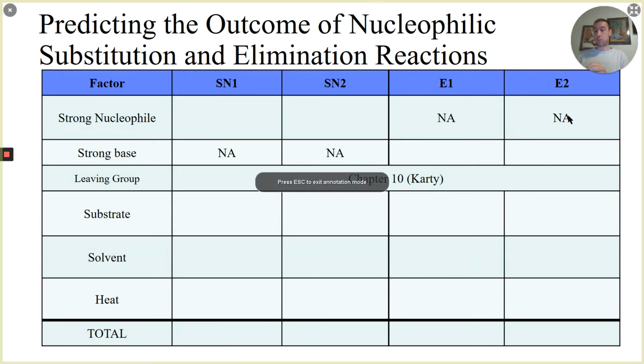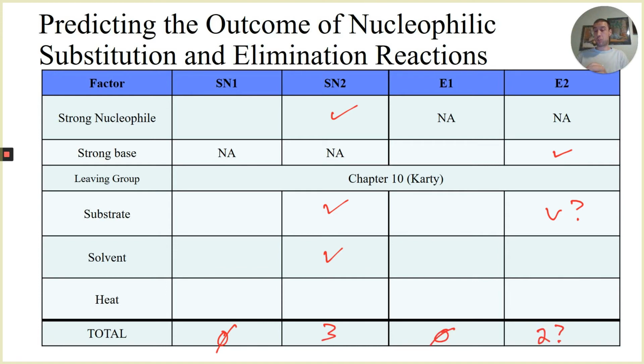Let's say you saw a strong nucleophile. Then you could put a check mark in the SN2. You saw a primary substrate, so a check mark in the SN2, and we could potentially lean towards a questionable check mark in the E2. If we had a strong nucleophile, it's possible it was a strong base. Solvent, we noticed it's polar aprotic. There's a check mark in the SN2. Heat, none. So we would have filled in our chart, and if we look at our totals, 0, 3 checks, 0, 2 questionable checks.